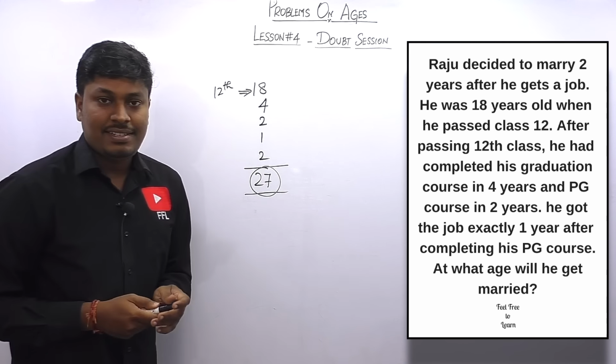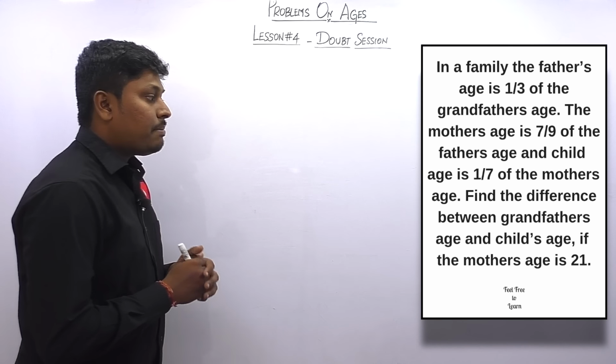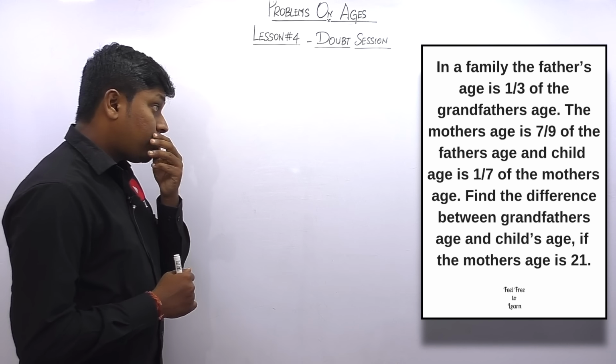Question number 3. In a family, the father's age is 1/3 of the grandfather's age. The mother's age is 7/9 of the father's age. And the child's age is 1/7 of the mother's age. So find the difference between the grandfather's age and the child's age if the mother's age is 21.